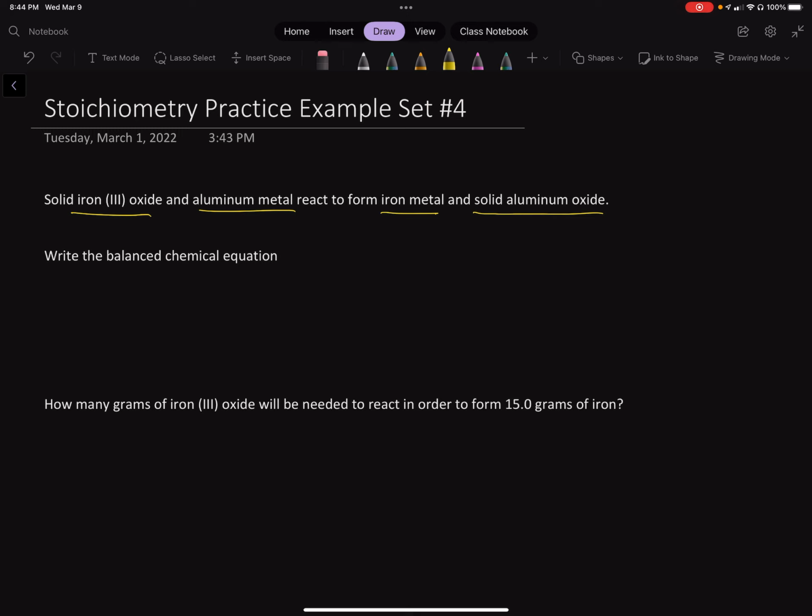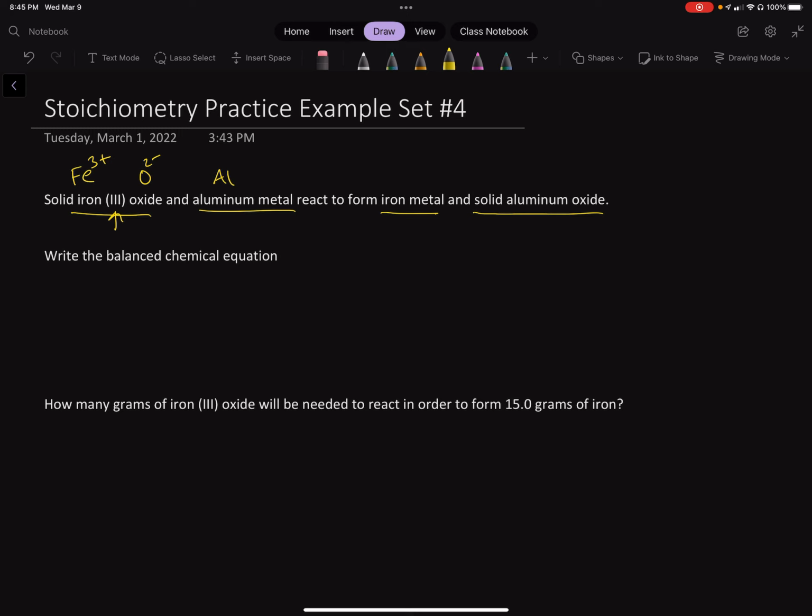So to write the balanced chemical equation, we need to be able to generate the formulas from the names of the compounds. So iron is Fe, oxide is referring to oxygen, that's O, aluminum is Al. Now, iron 3 oxide, that Roman numeral is telling you the charge of the iron. So that tells us the iron has a 3 plus charge. Positive because it's a metal and metals lose electrons and they're positive. Oxygen is traditionally always -2.